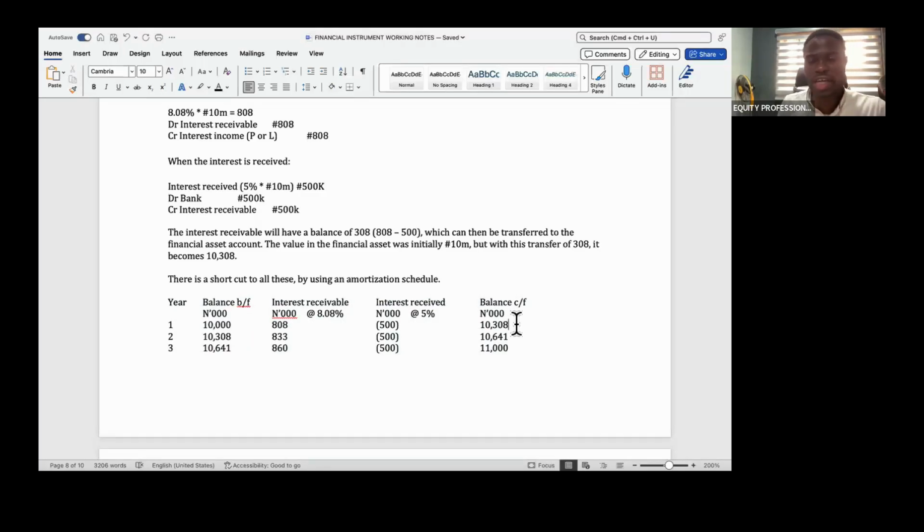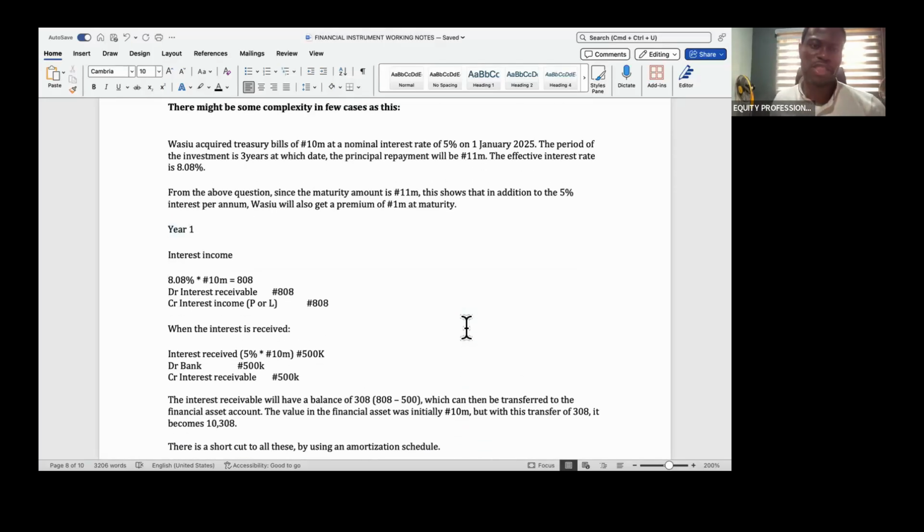And if you are measuring it at fair value to OCI, that means the changes in value will be recognized to OCI. And if you are measuring it at fair value to POL, the changes in value will go to POL. But ultimately, this is the most important factor here. And that's measurement of debt investments. Do we have any questions, please?